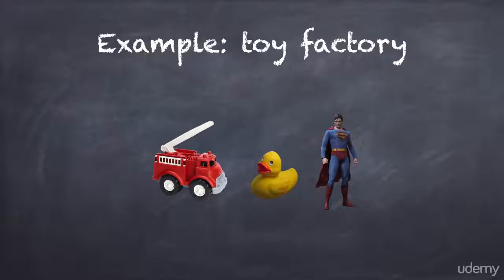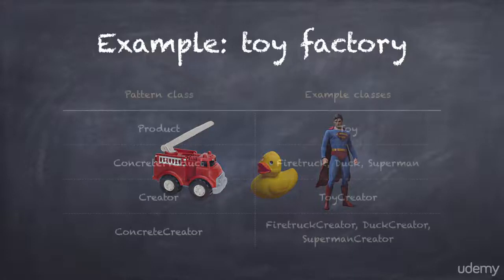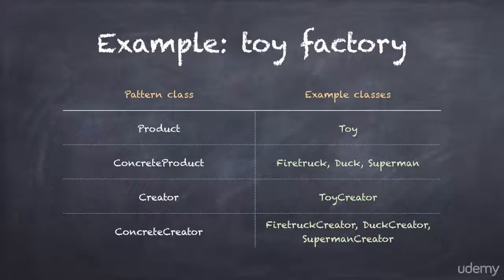The toy creation process is always the same. The factory prepares a quantity of plastic powder, selects the correct mold, injects the powder, heats the mold, extracts the toy, and finally paints the toy. So I am going to implement the pattern with these classes.